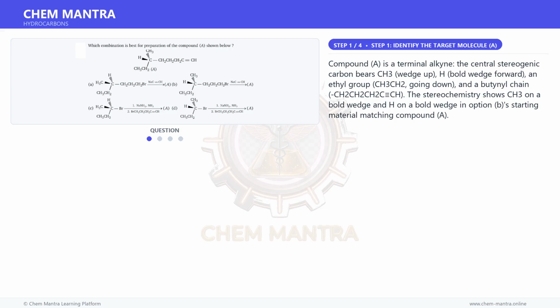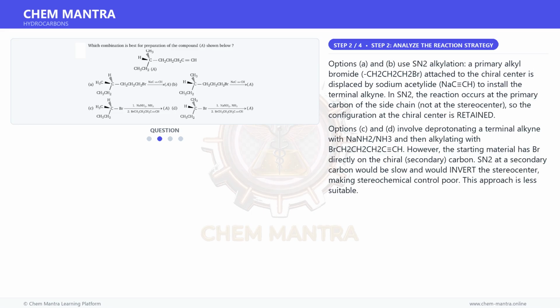Compound A is a terminal alkyne. The central stereogenic carbon bears CH3, wedge up, H, bold wedge forward, an ethyl group, CH3CH2, going down, and a butynyl chain, CH2CH2CH2CCH. The stereochemistry shows CH3 on a bold wedge and H on a bold wedge in option B as starting material matching compound A. Moving on to the next step.